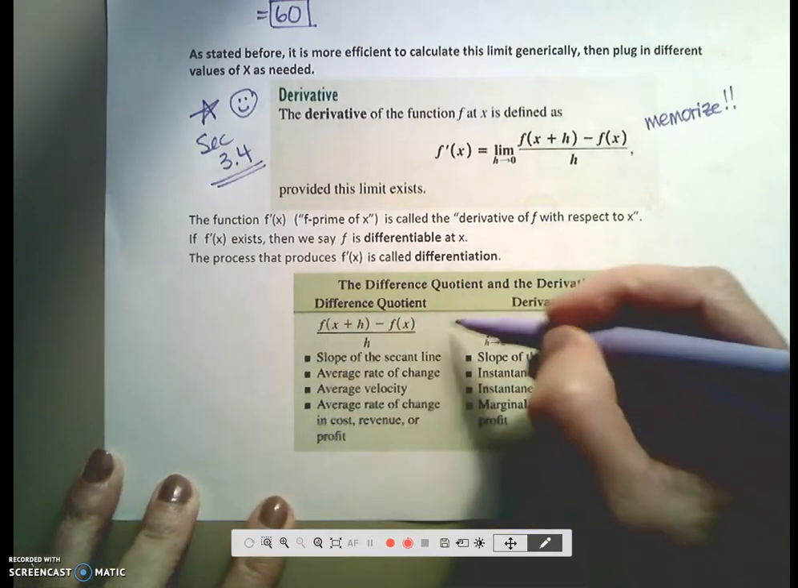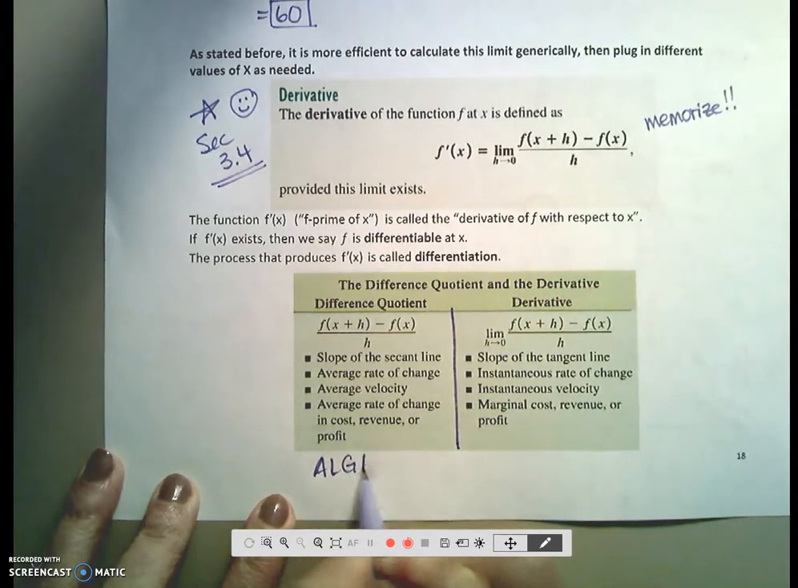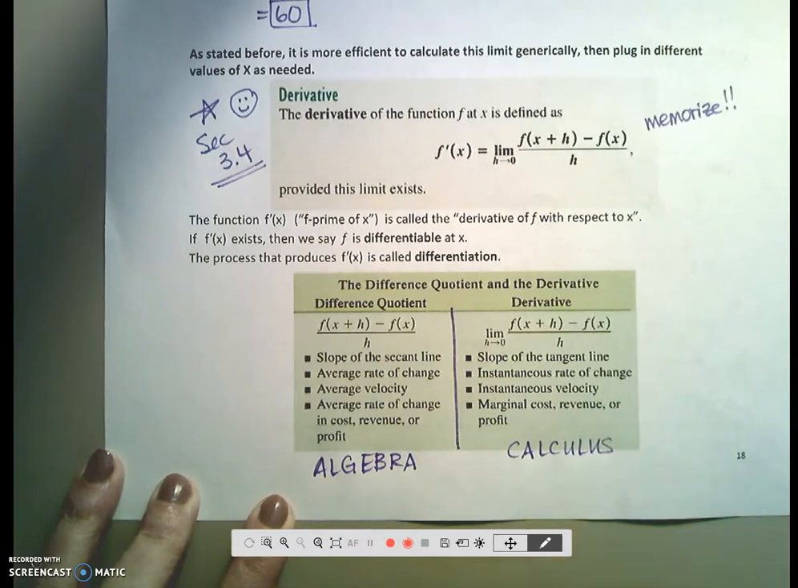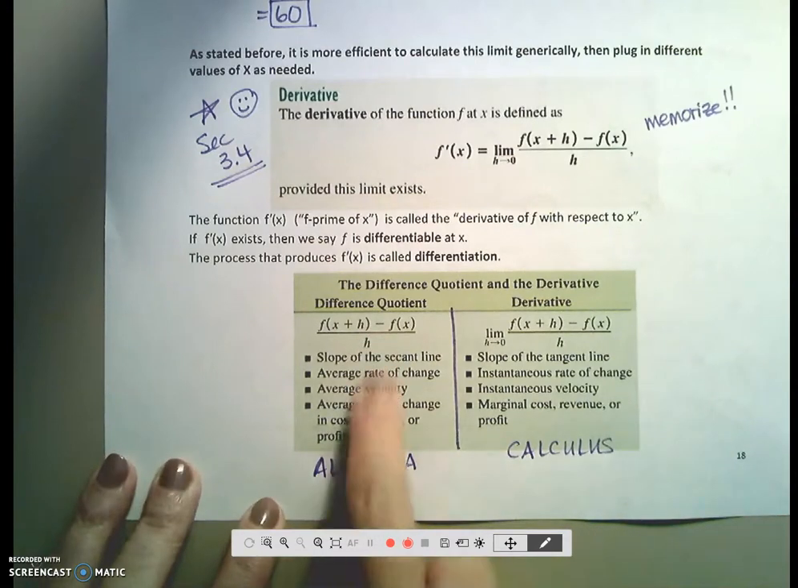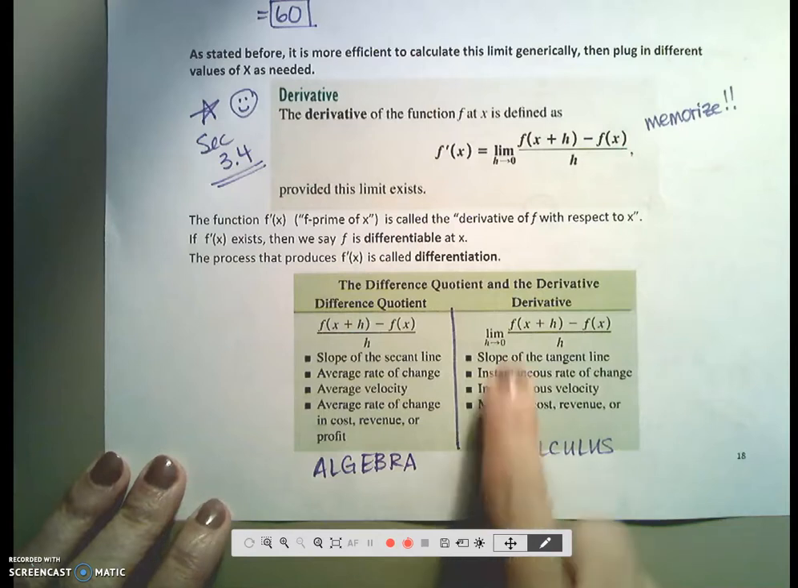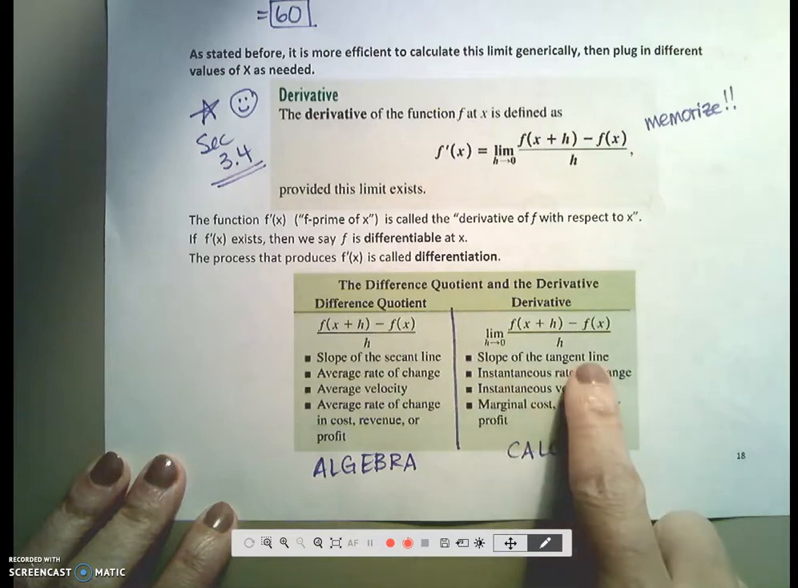So here's the difference. If we look at this little chart here, this side of the chart is algebra. You only need algebra. Over here is calculus. That's just slope: slope of a secant line, average rate of change, average velocity. And if you want to tie this into business, average rate of change for cost, for revenue, for profit. If you want to talk calculus, where we now put a limit, now we're talking about instantaneous rate of change, instantaneous velocity. It will be the slope of a tangent line.